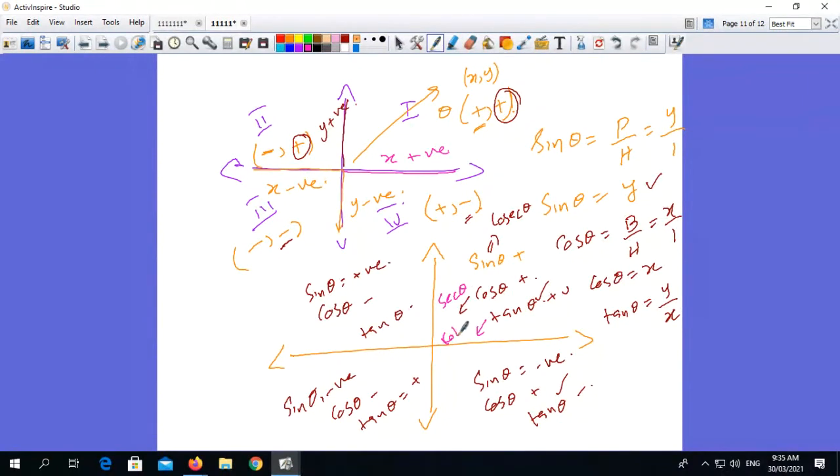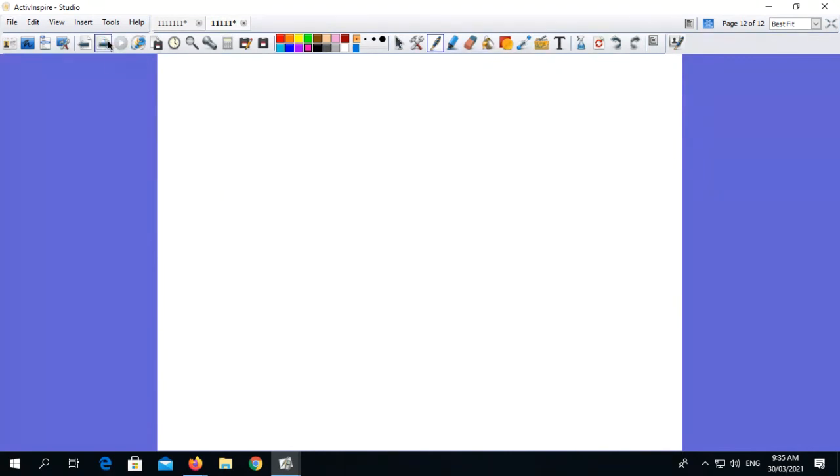Reciprocal of tan theta is cotangent theta. So where cos is positive, secant is positive. If tan is positive, then cot is positive. If tan is negative, then cot is negative. Using these results, we may write in first quadrant all trigonometric ratios are positive, all positive.